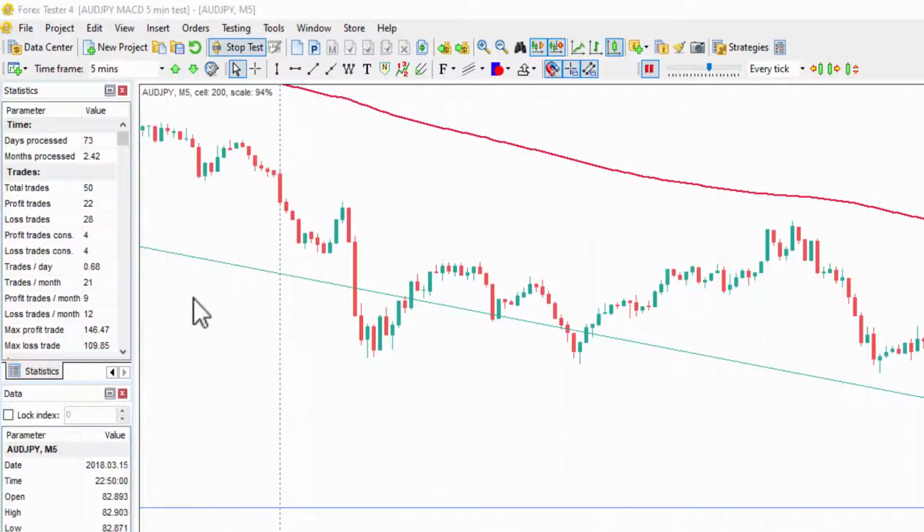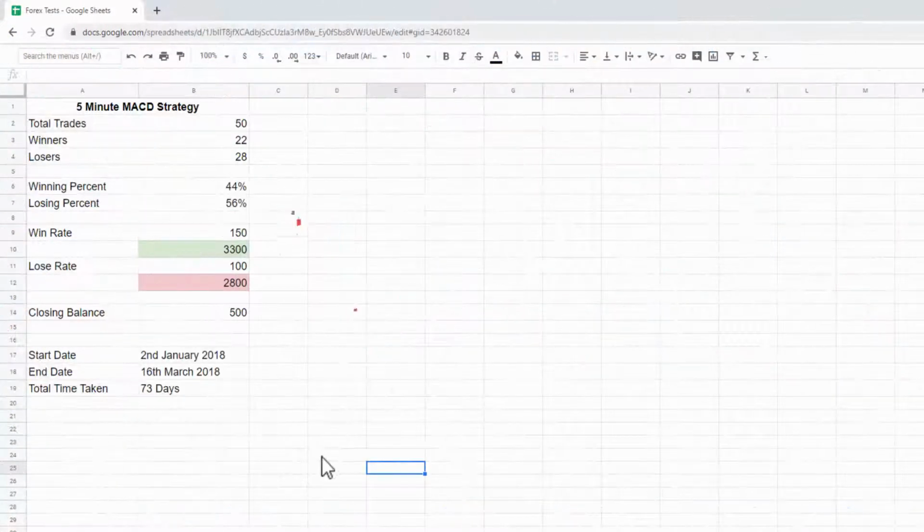So let's go to my spreadsheet. Here we see the results. 22 winners means that I had a 44% win rate and a 56% losing rate. So still, the odds were not in my favor. However, if we calculate this simulation, with $150 win versus $100 lose, based on the amount of winning trades I had, at the end I would have had $500 profit.